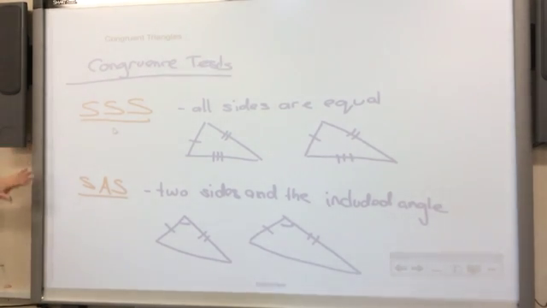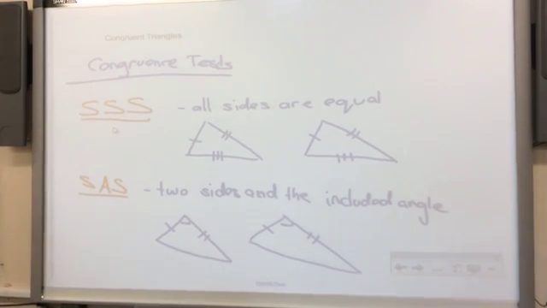Okay, so these are our first two tests. SSS means all three sides are the same. SAS is really important that it's the included angle. The angle must be between the two sides. Has everyone got that one down?